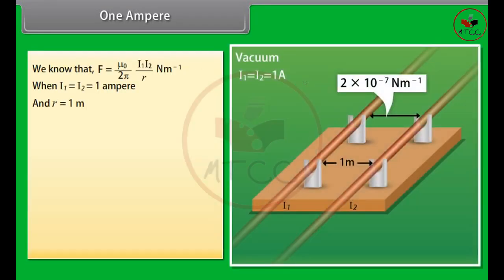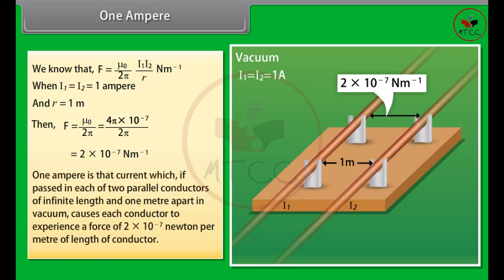We know that F is equal to mu naught upon 2 pi multiplied by I1 I2 upon r, when I1 is equal to I2 is equal to 1 ampere and r is equal to 1 meter. Then the value of F is equal to 2 into 10 raised to the power minus 7 Newton per meter. Therefore, 1 ampere is that current which, if passed in each of the two parallel conductors of infinite length and 1 meter apart in vacuum, causes each conductor to experience a force of 2 into 10 raised to the power minus 7 Newton per meter of length of conductor.